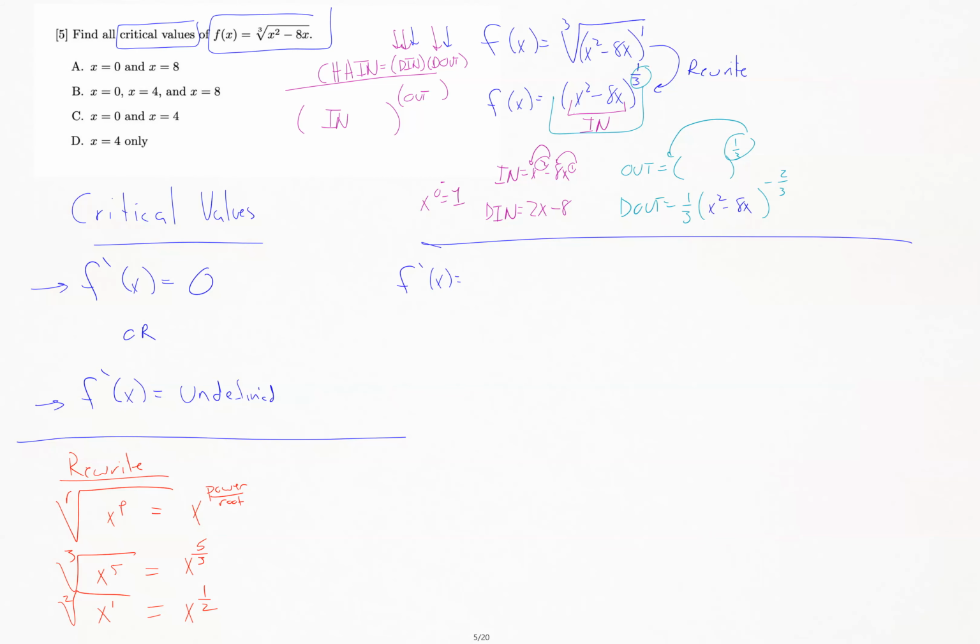So f prime of x is going to equal, first go grab the derivative of the inside, the d in, which is 2x minus 8, times the derivative of the outside, the d out, which is going to be 1/3 times x squared minus 8x, all to the negative 2/3 power. Now that I have that derivative, the next thing I need to do is determine where that derivative is equal to 0 or where it is undefined.